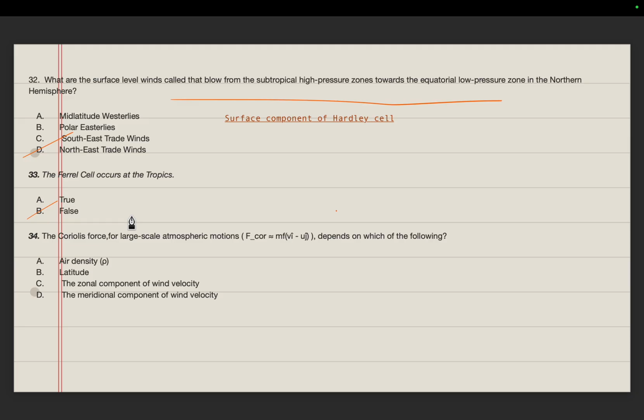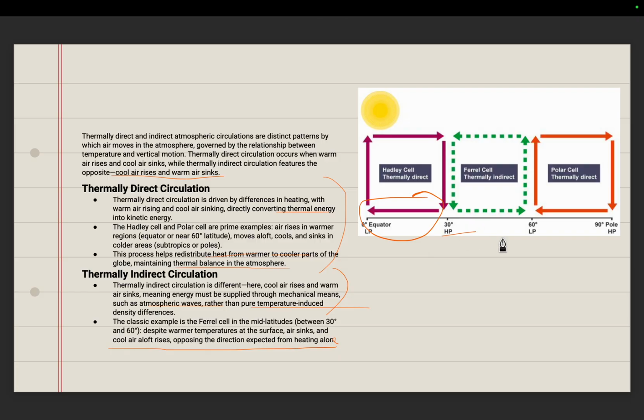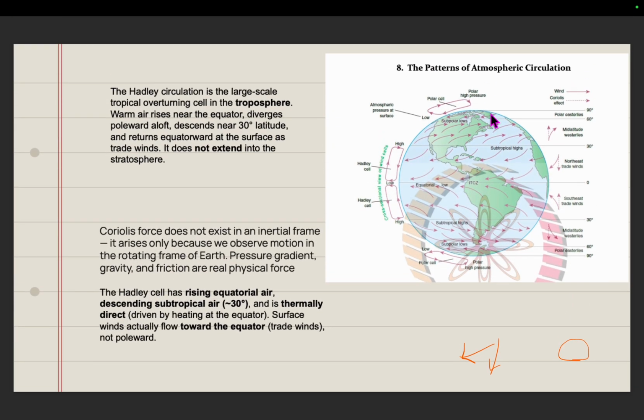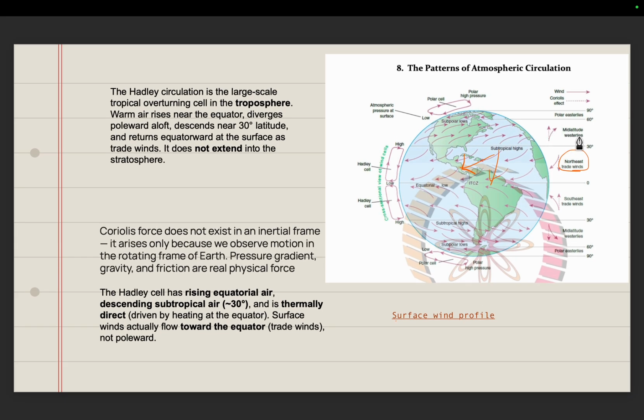Question 34. The Coriolis force, for large scale atmospheric motion, has been written. Yes. Question 33, false or true? This is false, because the Ferrel cell is at 30 degrees to 60 degrees. Okay, this is subtropic, is it not? Subtropic or mid latitude. Yes.